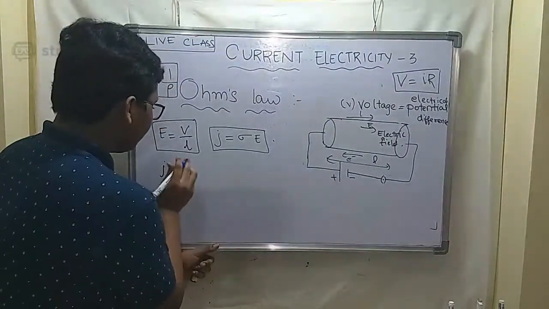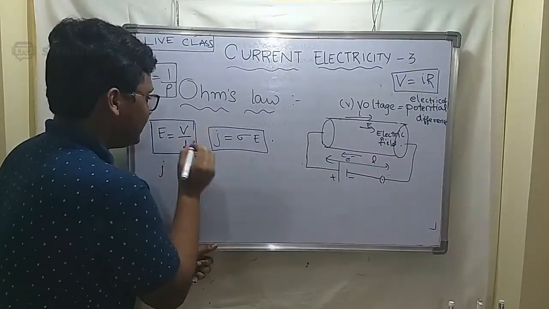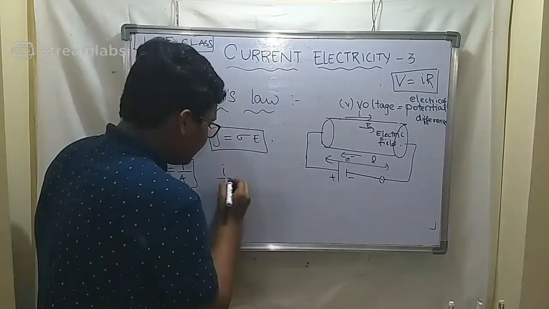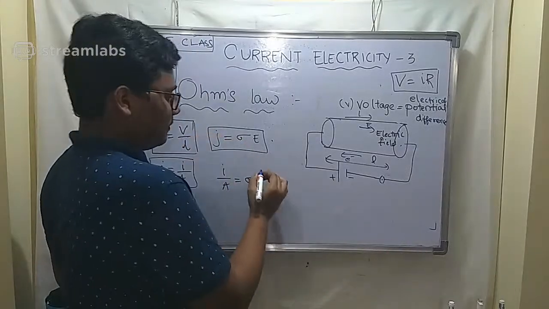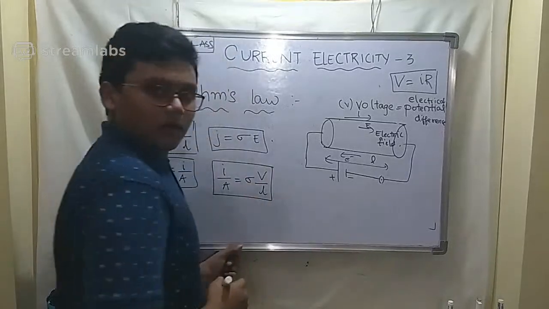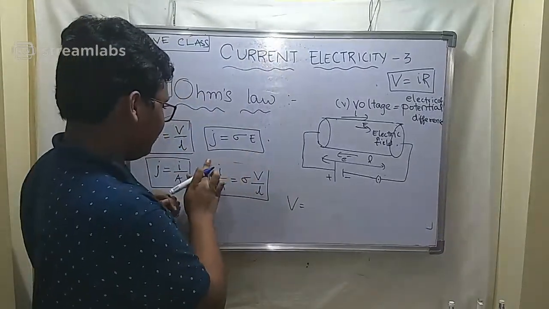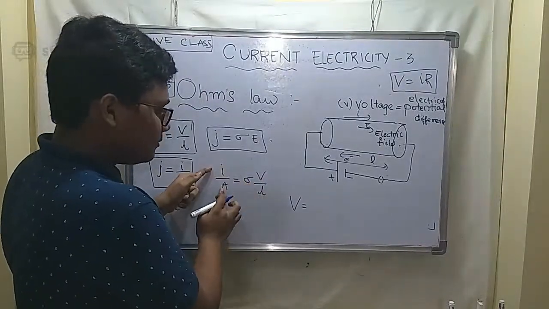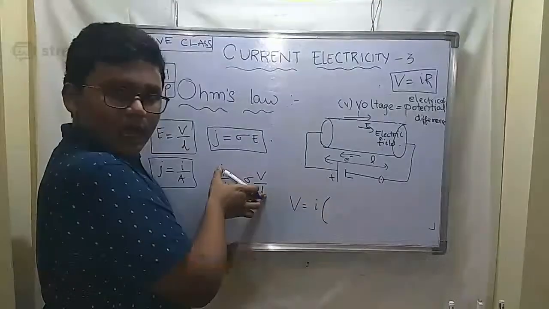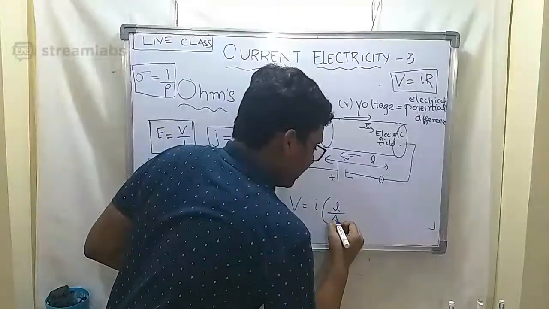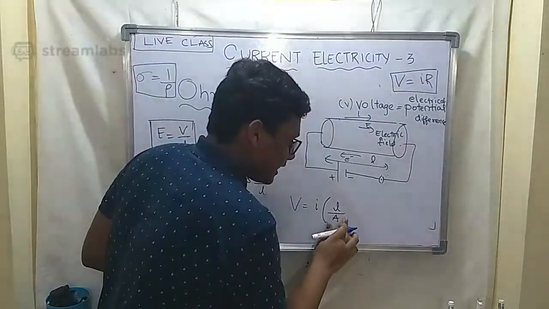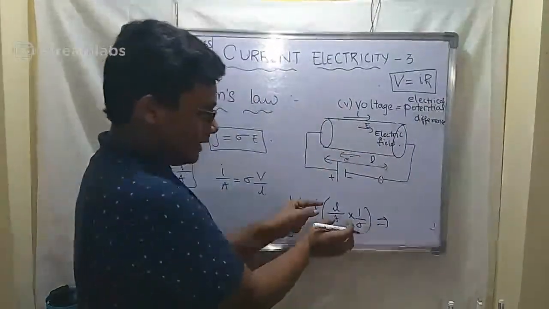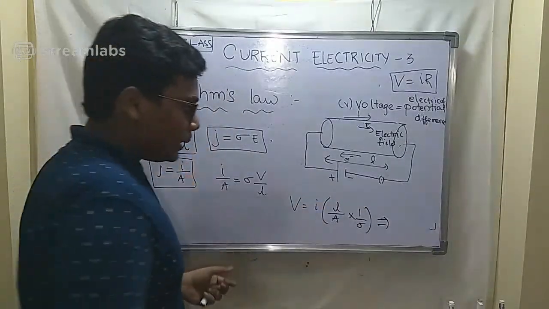Also we know that J is equal to I by A, and this I by A is equal to sigma into V by L. So V is equal to, sending L to this side and sigma to the other side, I into L by A into sigma, or we can write it as 1 by sigma outside. That is L by A into 1 by sigma.